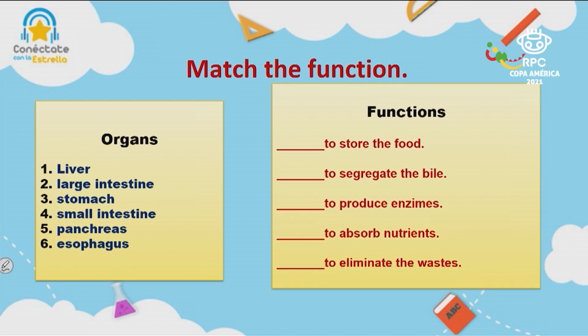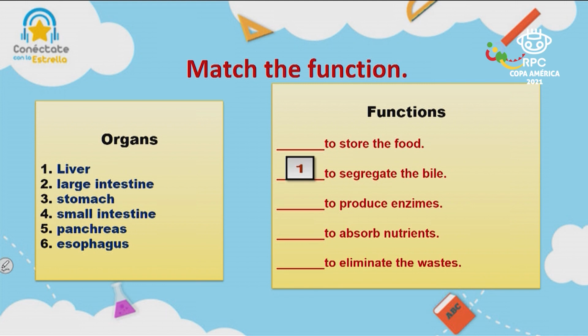And the function, it says to store food. So what is the organ that stores food? Is the liver, the large intestine, the stomach? Which one? Oh, I see. The number 1 is the liver to segregate the bile. You see? This is the organ. Okay, quick, tap the number 2, large intestine.